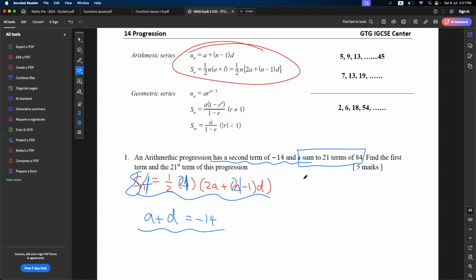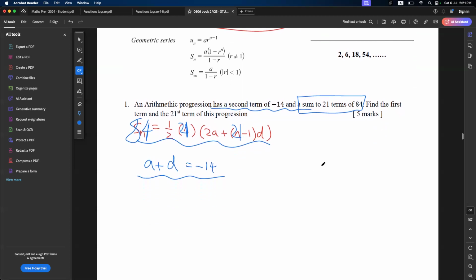Okay? Now, also one thing I want you guys to realize now, for arithmetic sequence, everyone look, your first term is always A. Your second term is always A plus D. Your third term, eh?